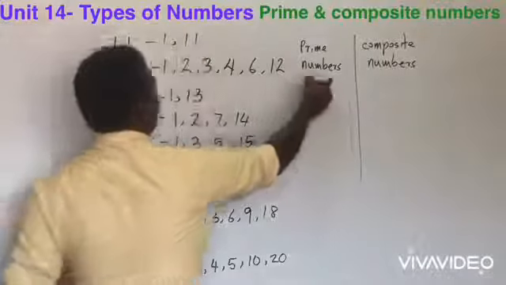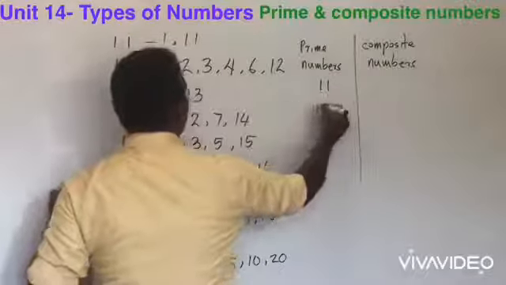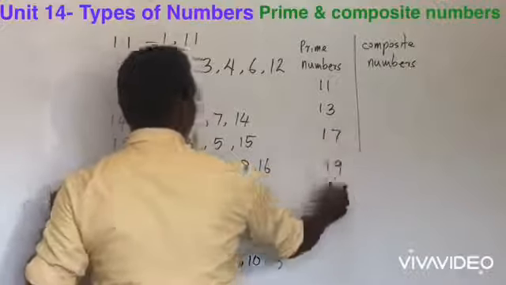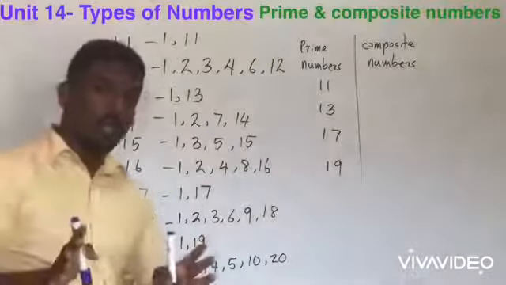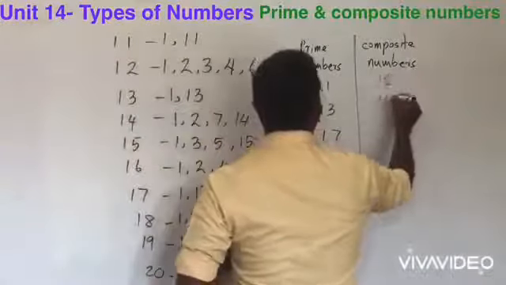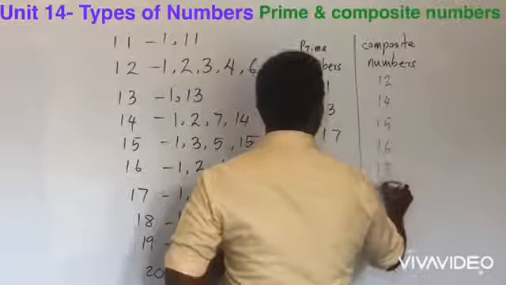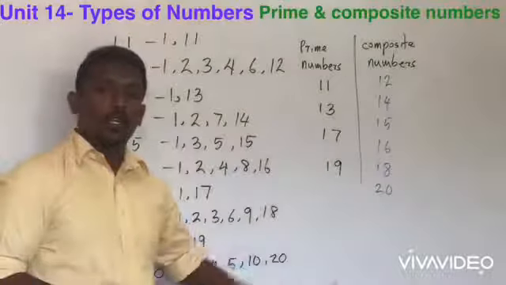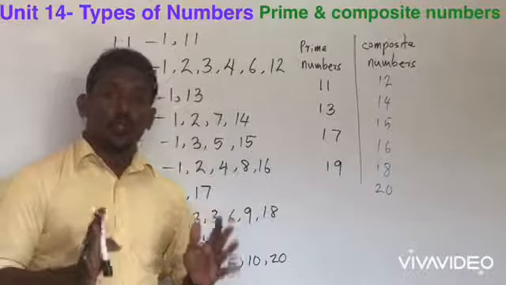Yes, 11. Therefore, 11 is a prime number. Then 13. 13 is a prime number. Then 17 and 19. All the other numbers have more than 2 factors. They are 12, 14, 15, 16, 18 and 20, right? They are called composite numbers because they have more than 2 factors.